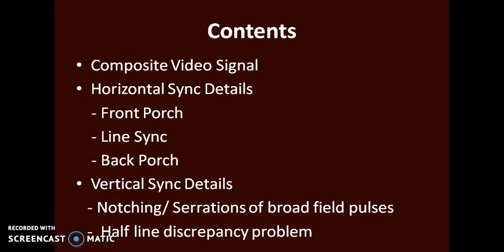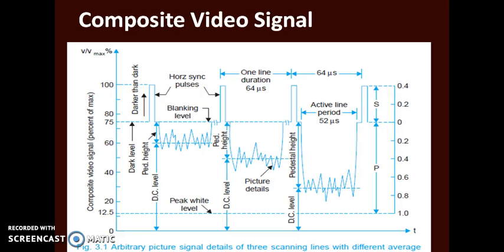In this module, we will first go through the basic definitions of the composite video signal. Then we will move towards the horizontal sync details, that is, how these horizontal sync details are derived. Then the vertical sync details, that is, how the vertical sync details are classified. First of all, this diagram shows the composite video signal for three successive lines of scan. Here we will go through some basic definitions.